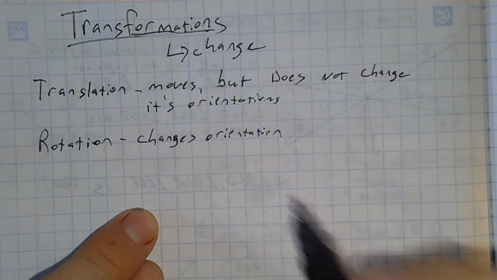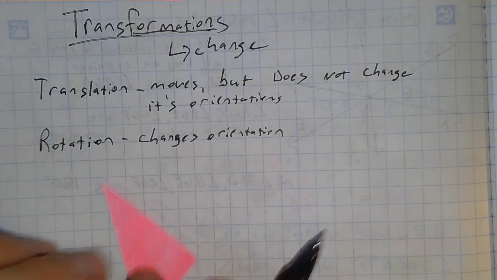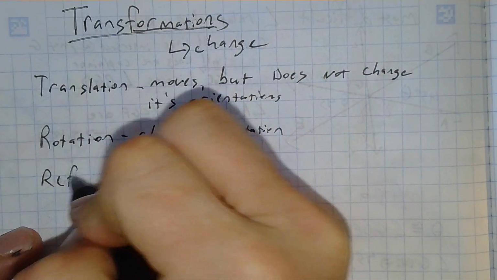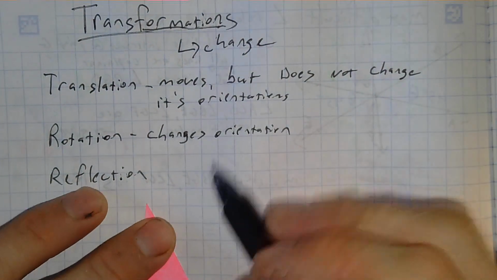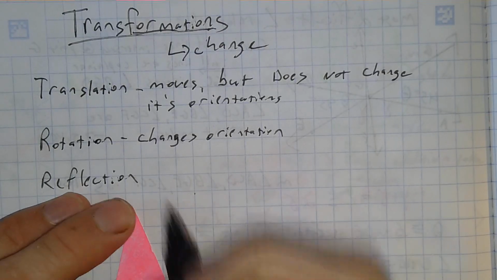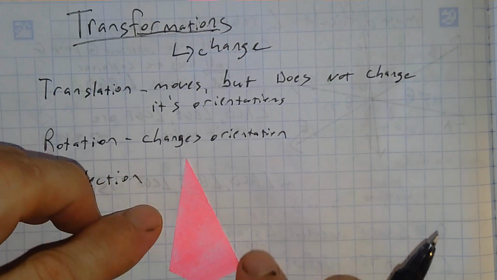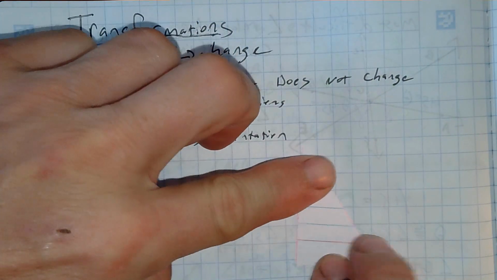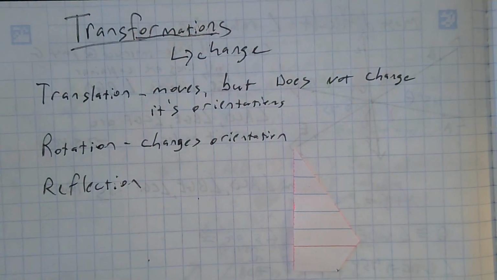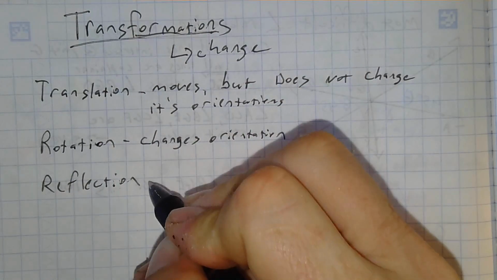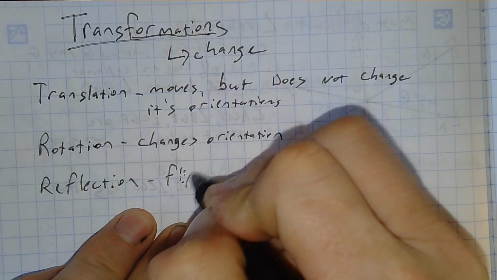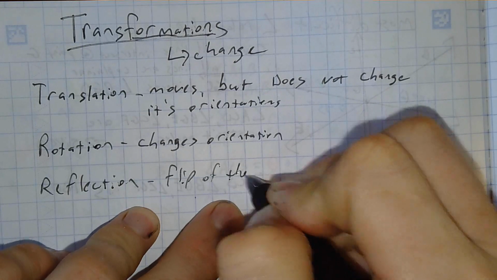Okay, and then I have a reflection. Imagine if I had a line right here, and it's going to flip over this line. Or I had a mirror right here. It would reflect the image, like that. So this changes orientation too. This is a flip of the figure.